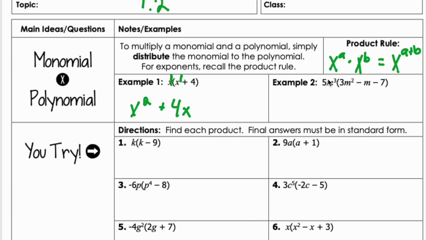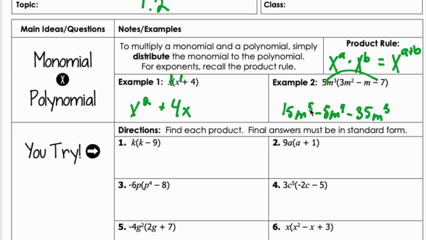If I look here, it's the same thing. I'm going to be distributing, right? So we have 5 times 3 is 15. m times m, well, we're going to be adding the exponents. Now I have m to the 5th. And then 5 times negative m, so now I have negative 5, and then I'm going to add my m, so now I have m to the 4th. And then we're going to distribute the last one, which is 5 times negative 7, which is negative 35. And there's no m here, so this m to the 3rd stays the same.